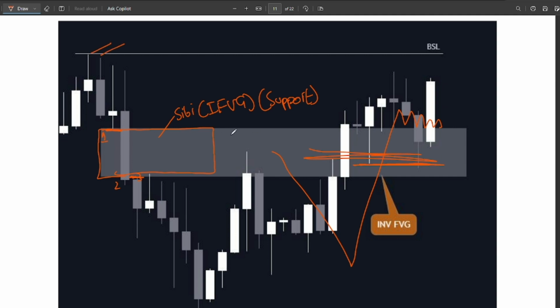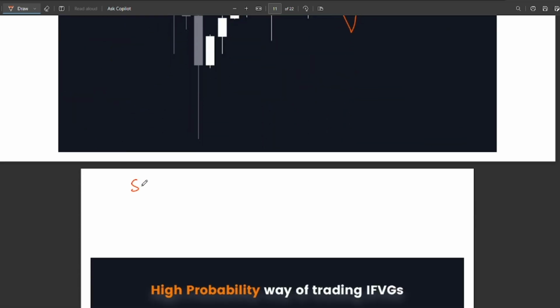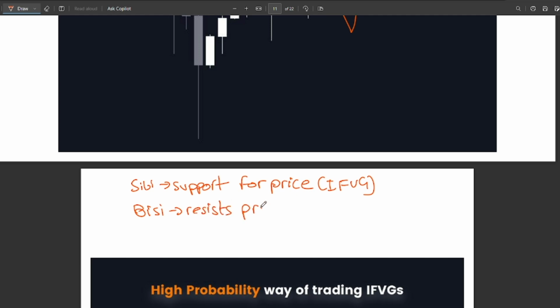So the concept of inverse fair value gap is this basic and this concise. You don't need to overcomplicate it. You just need to practice it again and again to get an eye for it. So basically, whenever SIBI starts supporting price, starts acting as a support for price, it is an inverted fair value gap. And when BISI starts to resist price, it is an inverse fair value gap.